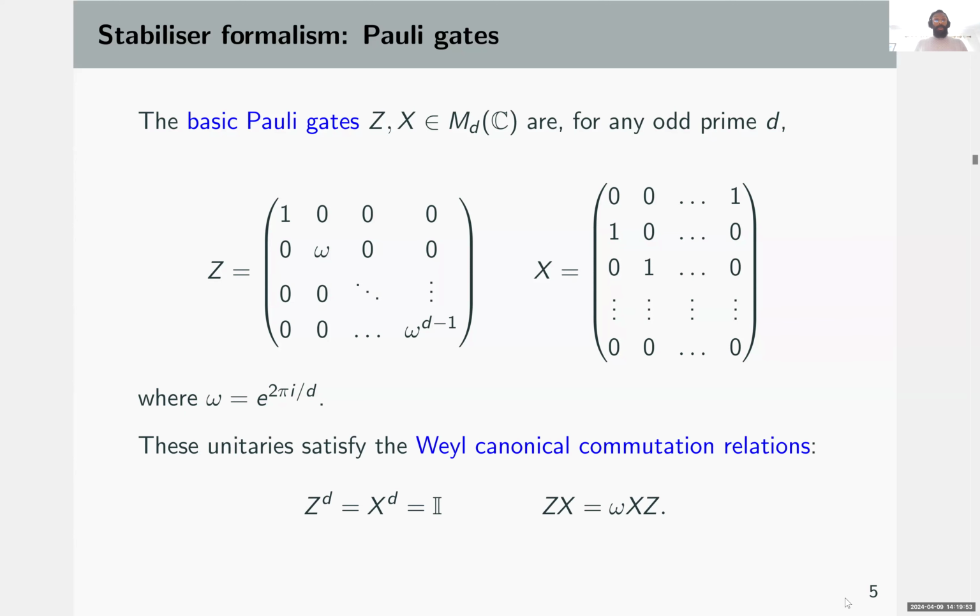Okay, and what's important about these Z and X is that they satisfy the Weyl canonical commutation relations. This is actually more important than the actual entries of the matrices themselves, as we'll see. What's more important are the algebraic relations between them. So both Z and X are order D, so if you raise them to the D power, you get the identity. And if you want to move a Z past an X, you introduce the root of unity, a phase of a 1 over D rotation around the circle. Okay, so again, this generalizes what we have in the binary case, where Z and X square to the identity and omega would be -1.